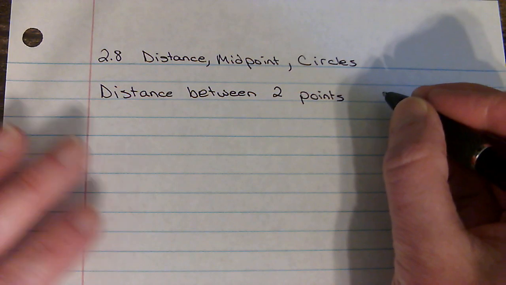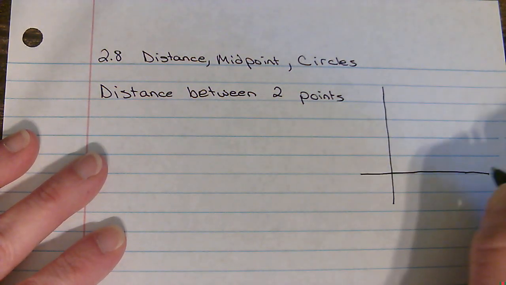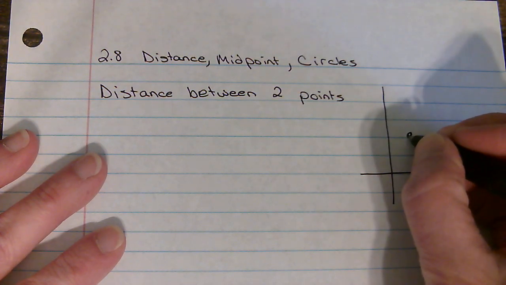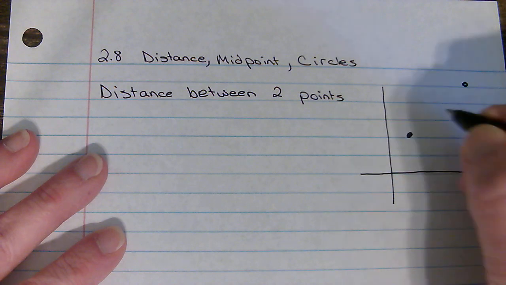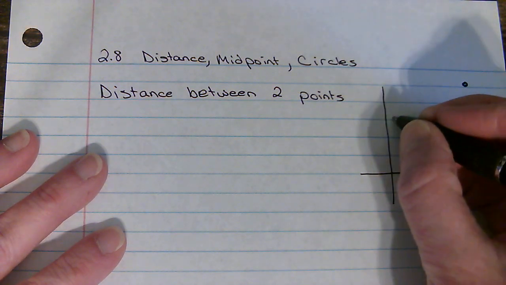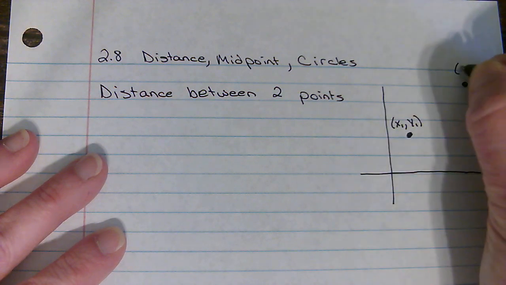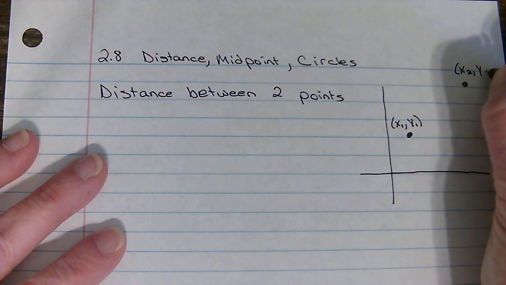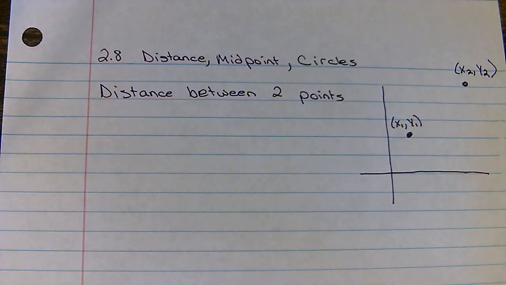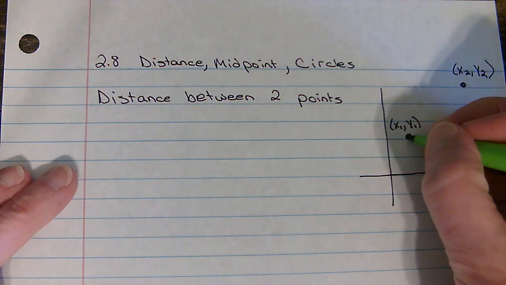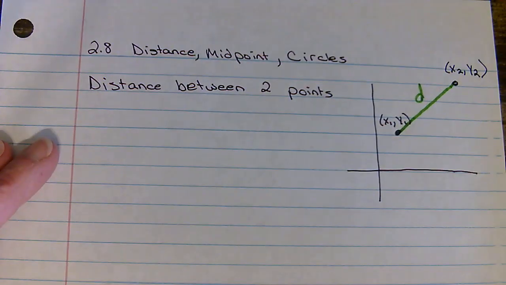Let's say I have a graph, and I have a point here and a point here. And let's say this point is the point x1, y1, and this is the point x2, y2. And we're trying to find the distance between the 2 points. So the distance straight between the 2 points. Let's call that D for distance.